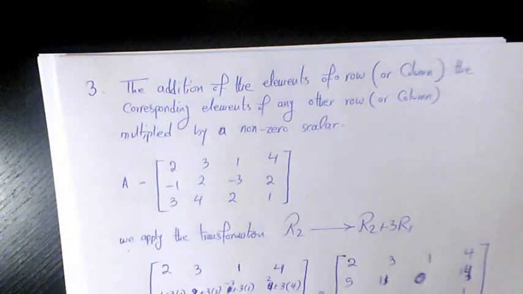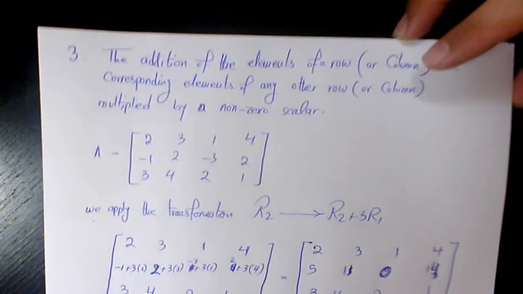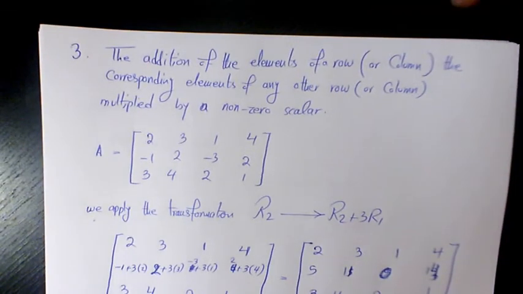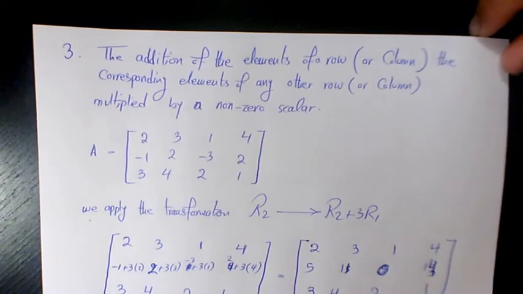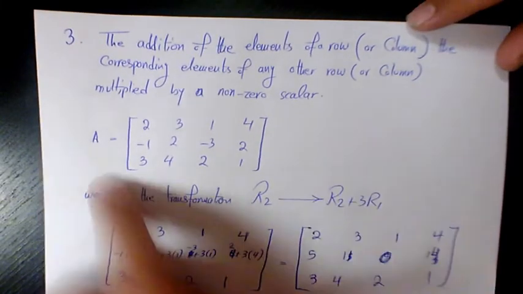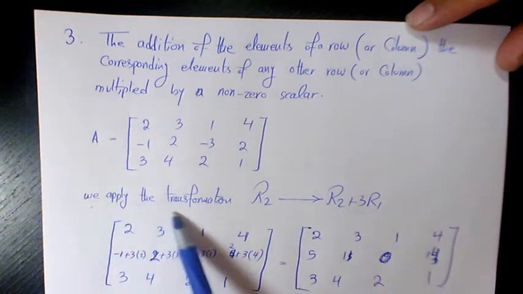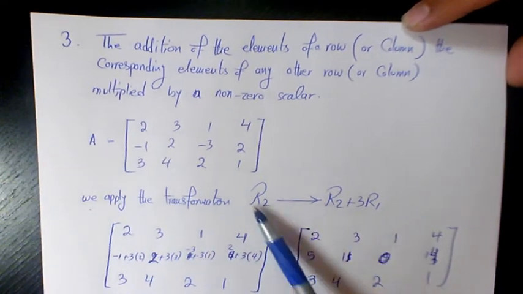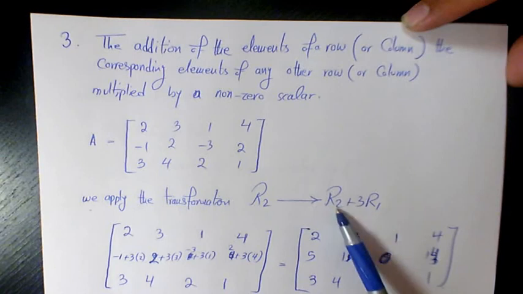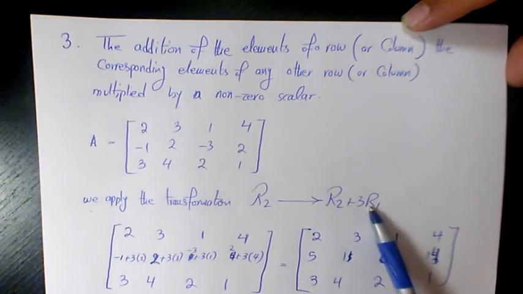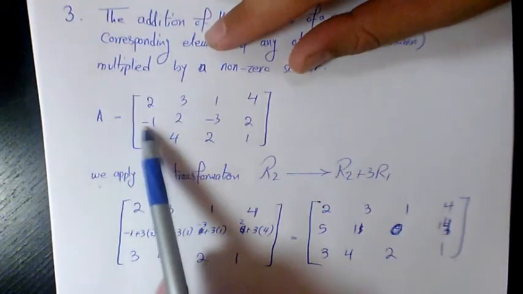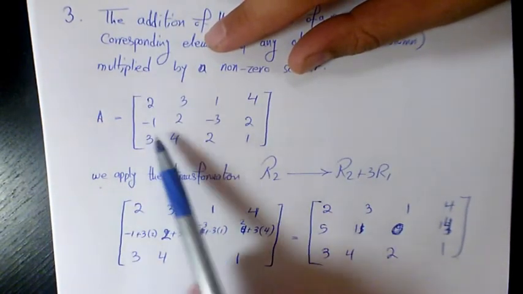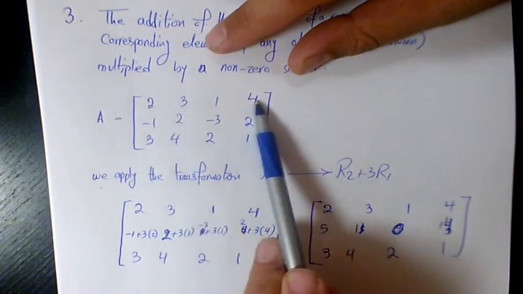And then the addition of the elements of a row or a column to the corresponding elements of any other row or column multiplied by a non-zero scalar. For example, we have this matrix and we apply the transformation of R2 becoming R2 plus 3 times R1. So the new R2 is going to be R2 plus 3 times this.